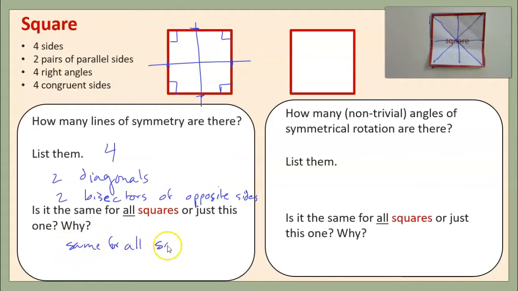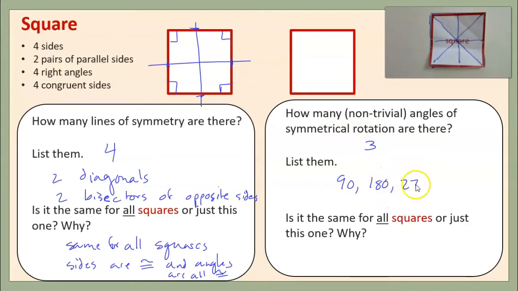Same for all squares. Because the sides are all congruent and the angles are congruent. So sides are congruent, remember the symbol, congruent, and angles are all congruent. All right, and then rotational symmetry, we said there were three, right? We said there was 90, 180, and 270. And is this the same for all squares? Yeah, it sure is, for the same reasons.